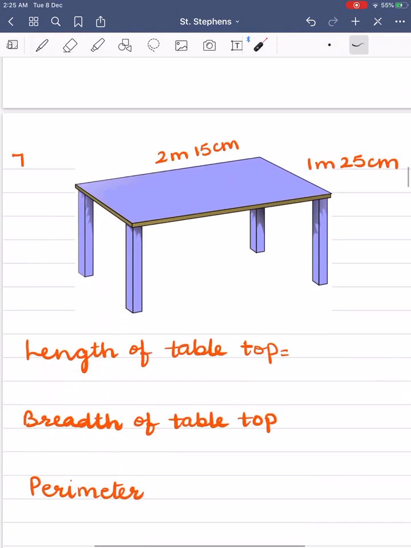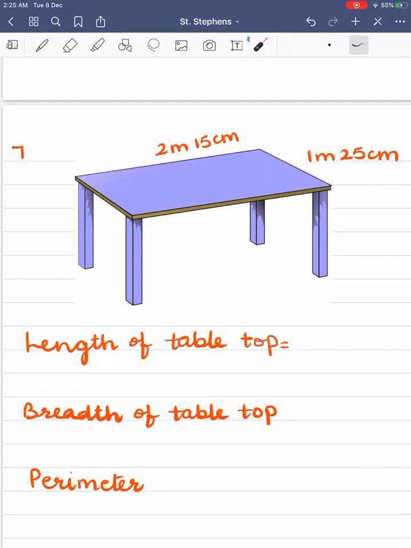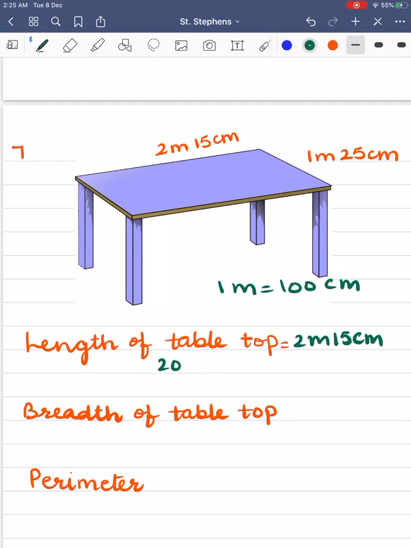Now let's do question 7. A tabletop measures 2 meter 15 centimeter by 1 meter 25 centimeter. What is the perimeter of the tabletop? Children, here we are given length of a tabletop is equal to 2 meter 15 centimeter. Let's convert into 1 unit. So let's convert meters into centimeters. And we know 1 meter is equal to 100 centimeter. So 2 meter is equal to 200 centimeter plus 15 centimeter. So it is equal to 215 centimeter.